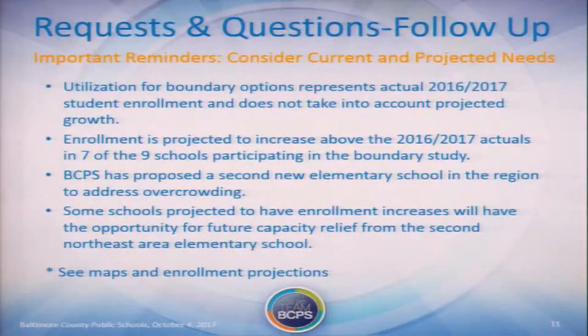So some of the things that you can think of when you're developing options is schools that are near in the vicinity or adjacent to where this new school is going to go. You may want to consider leaving them a little bit on the heavier side because there's a new school coming down the road, and they can get some relief within a couple of years when that new school comes online. Something to consider. Some schools projected to have enrollment increases will have the opportunity for future capacity relief with this second school, like I mentioned.